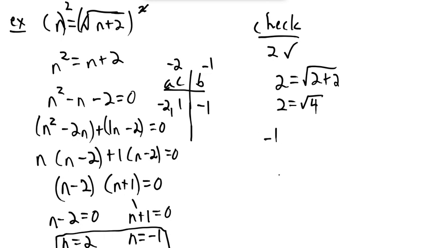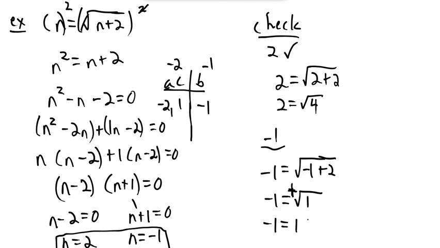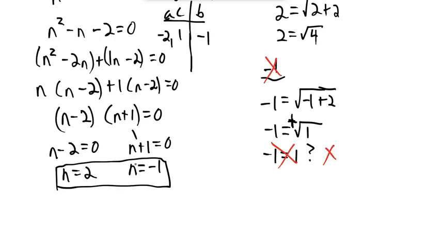What about -1? Well, we get -1 is equal to the square root of -1 plus 2. And we get -1 is equal to the square root of 1. Now this might look true, but remember what we said. This is only the positive one we're looking for. So the positive square root of 1 is 1. This is saying -1 is equal to 1. And that is definitely false. So -1 does not work.